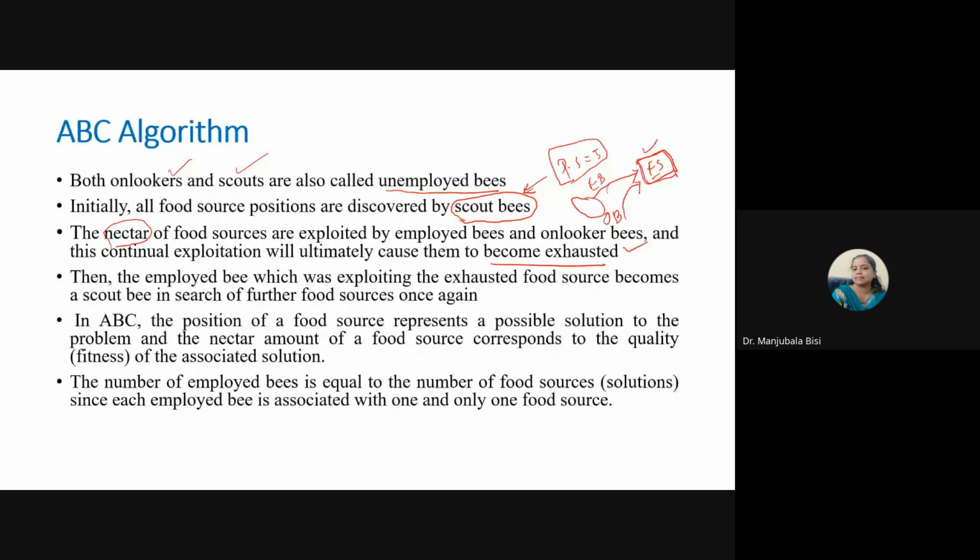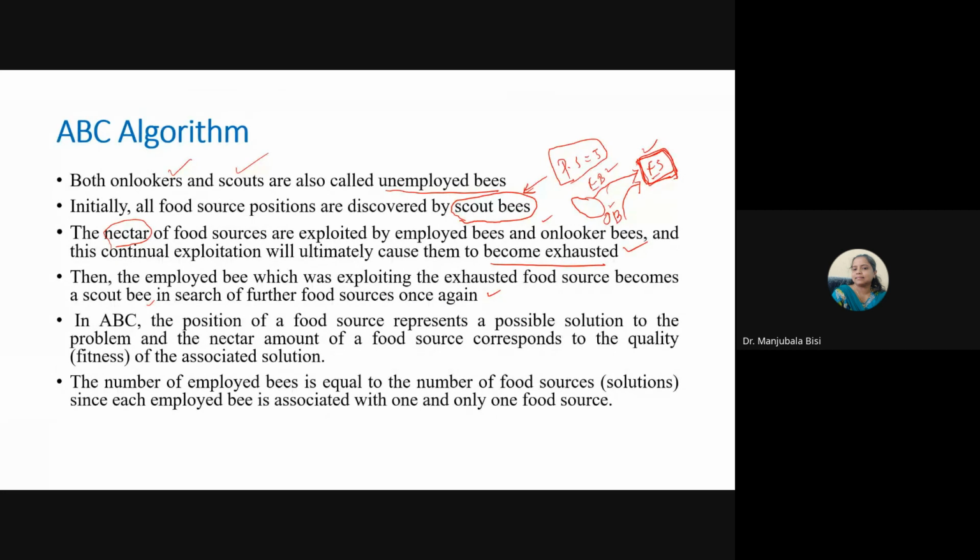So what will happen next? We have to search for a new food source randomly. That is the meaning of this case. Then the employed bee, which was exploiting the exhausted food source, becomes a scout bee in search of further food sources once again. I mean, if the nectar amount in the food source is exhausted by continuous exploitation by the employed bee and the onlooker bee, the employed bee will become a scout bee, because scout bees search for food sources randomly.